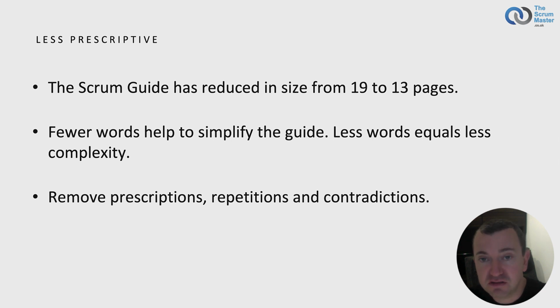When Ken and Jeff first attempted to write a guide to Scrum around 2001, it was apparently 160 pages in length. Official Scrum Guides since 2010 have been between 16 and 19 pages.